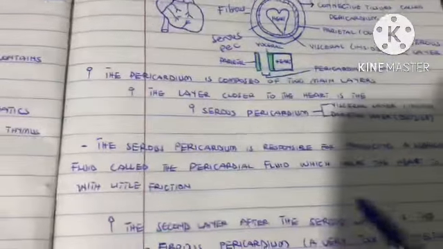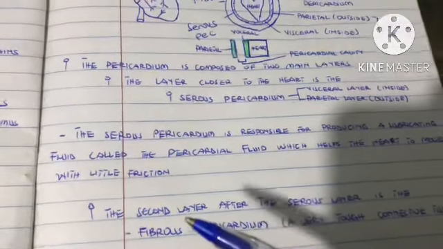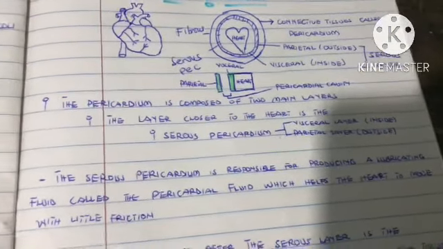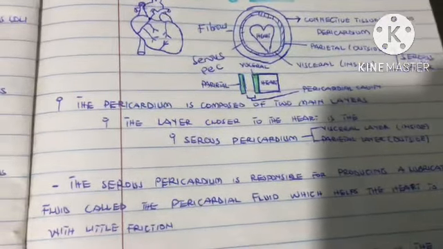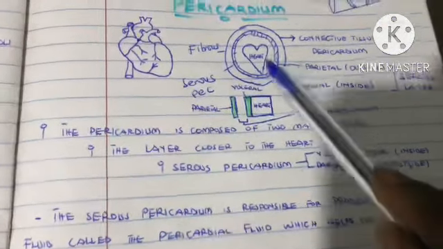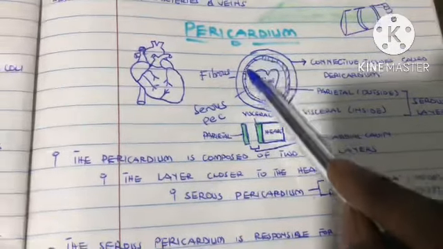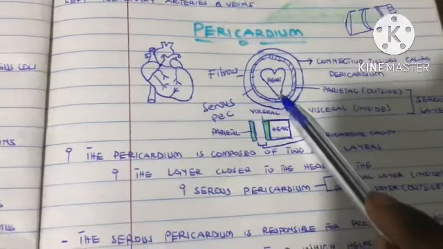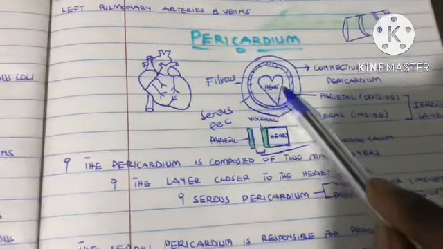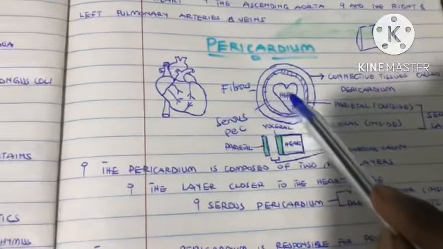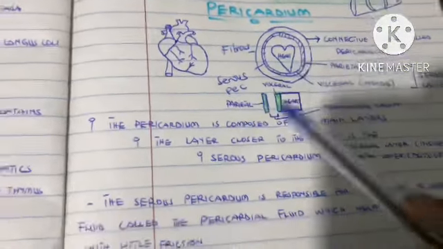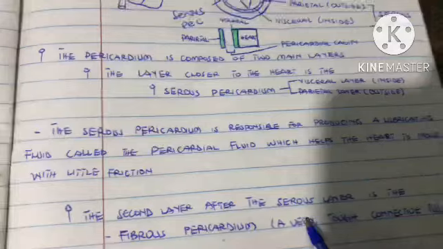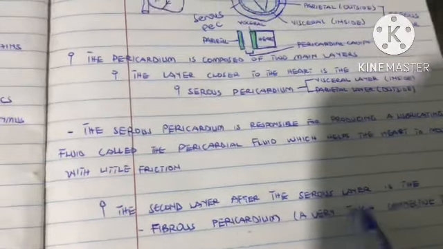Now, as I said, the serous pericardium is actually responsible for producing a lubricating fluid called the pericardial fluid. This pericardial fluid helps the heart to move with little friction. The next layer after the serous pericardium is the fibrous pericardium, which is a very tough connective tissue.